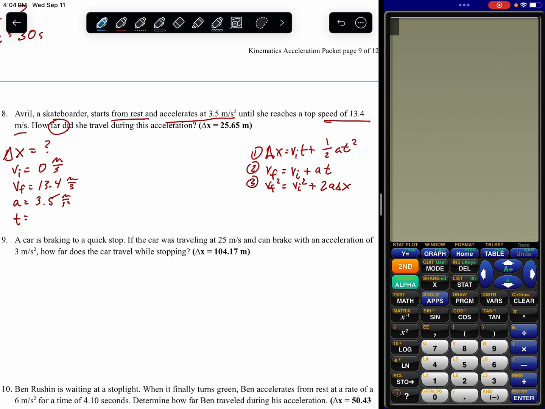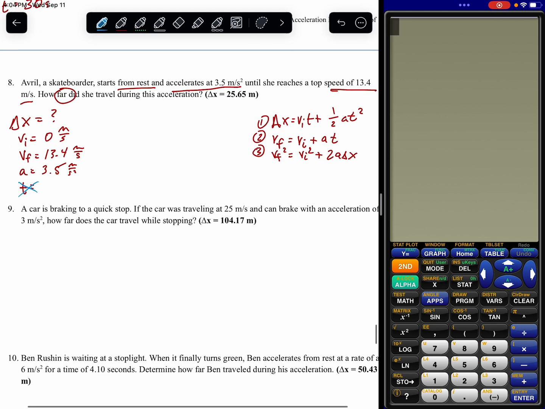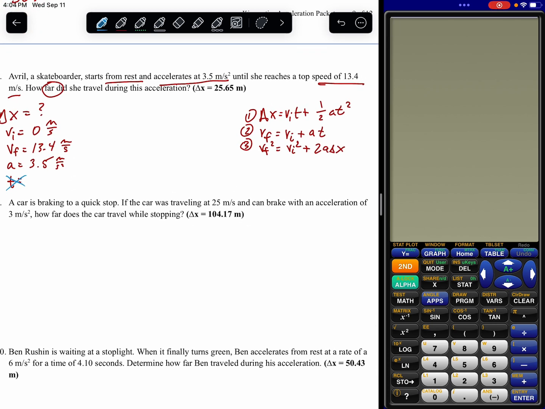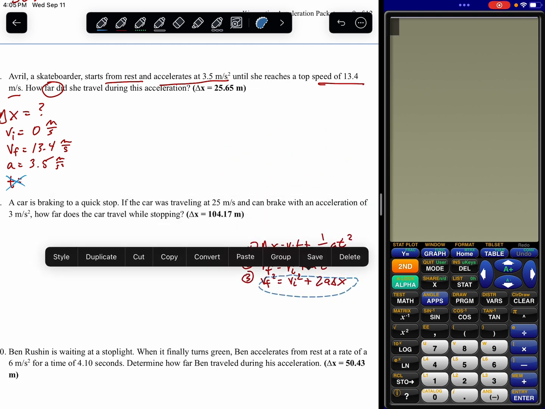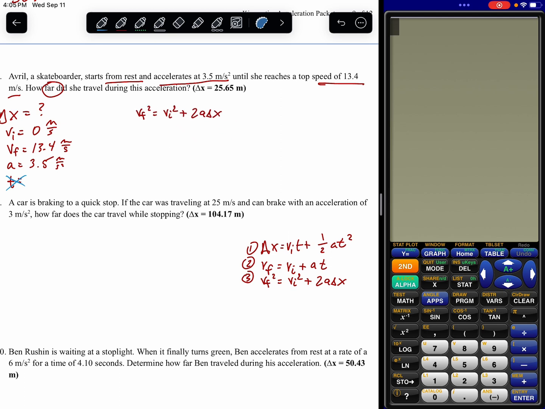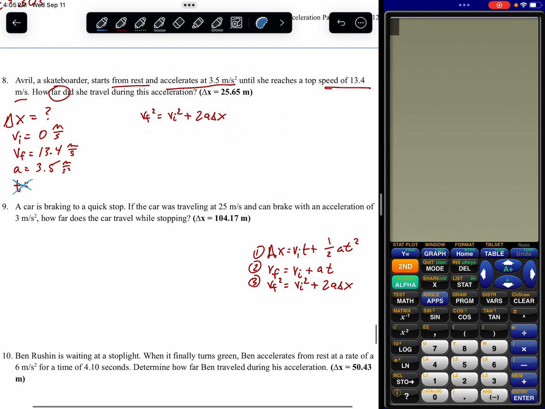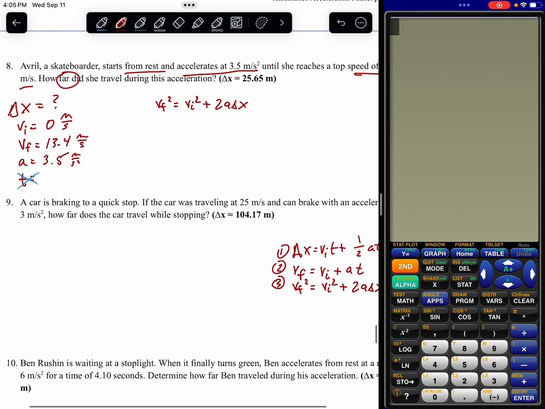And so we don't care about time for this problem. So we're looking for an equation that does not have time in it. We're going to use this one, the third one. It does not have time in it. I'm going to go ahead and get the equation out of the way. Go ahead and copy the equation. We always want to make sure that we start with the equation that we are using and go from there.